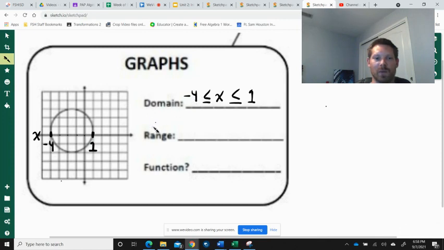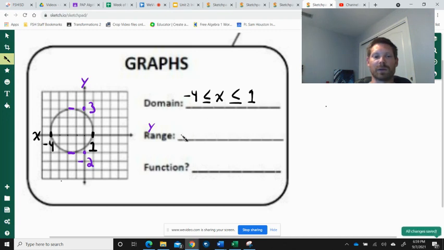Now for the range, y values. This time we've got to look at the y-axis. The highest point the circle touches is right here, so trace that back to the y-axis and find that point: +1, 2, 3. So the highest it goes is 3. The lowest this circle is going to touch will be at this y value, -1, -2. So it goes from -2 to +3.